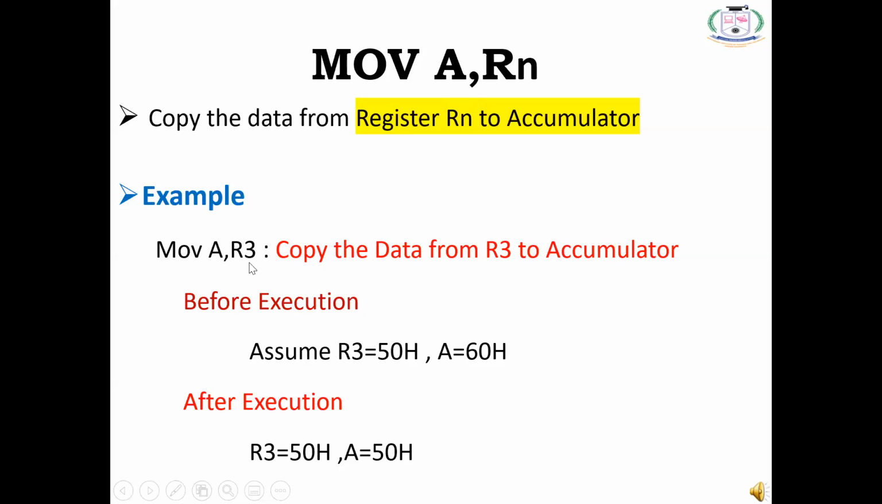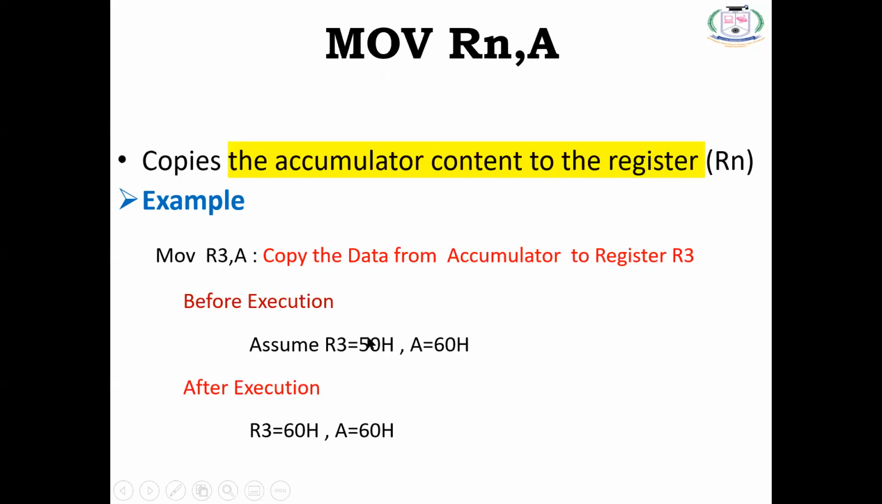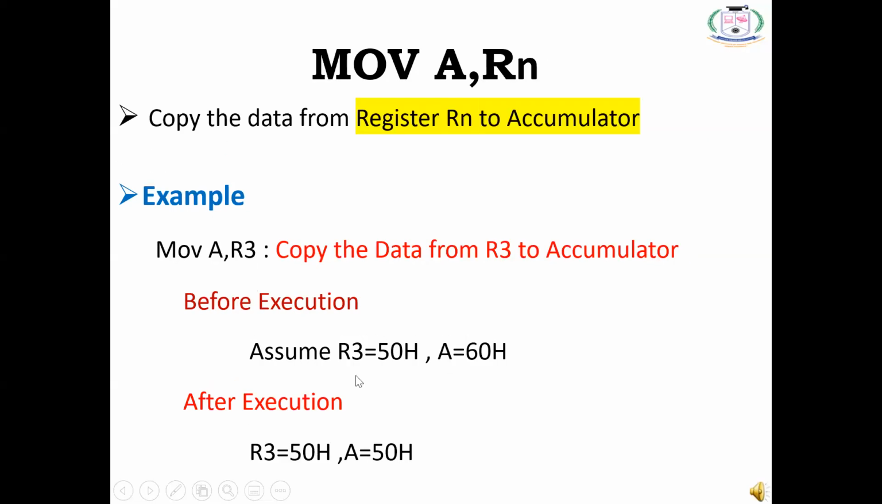MOV A, R3. Yeah, it is visible to you. Yes, ma'am. R3 content is moved to A. What is A? Accumulator. Very good. R0 to R7 is the bank register. My R3 value is 50 before execution. My accumulator value is 60. If I give MOV A comma R3, my R3 content, 50, will be moved to the accumulator. So R3 is also 50 now, and the accumulator is also 50.